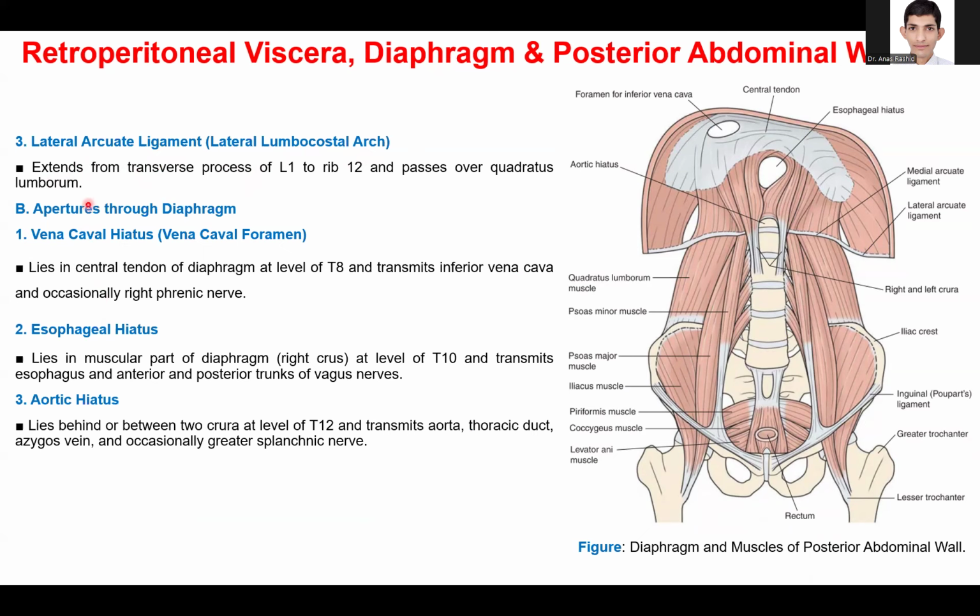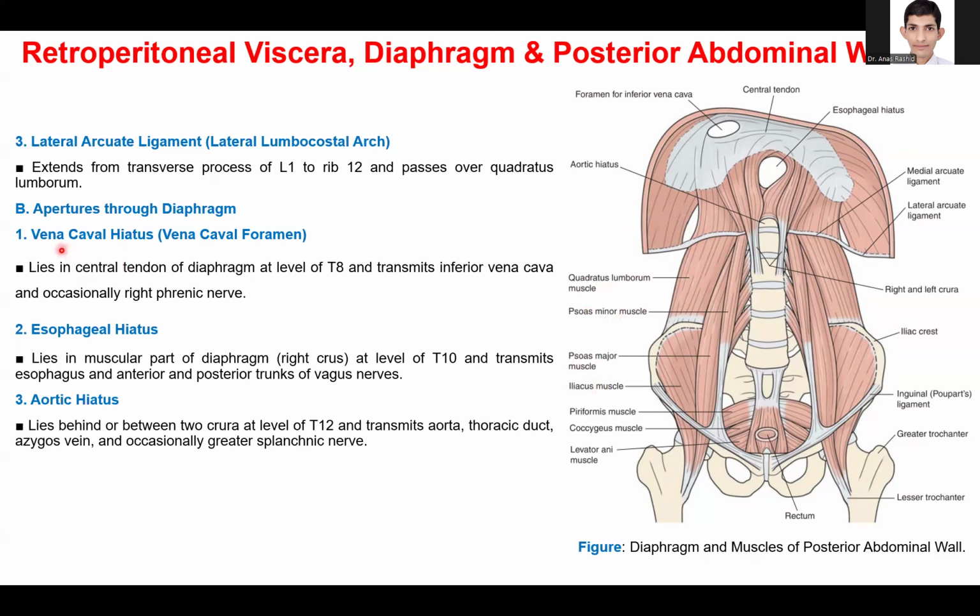Apertures of the diaphragm: we have the vena cava hiatus. We can see here the aortic hiatus. We have the other hiatus also here. You can see here other muscles: psoas muscle, quadratus lumborum muscle, psoas minor muscle, psoas major muscle, iliacus muscle, and others.